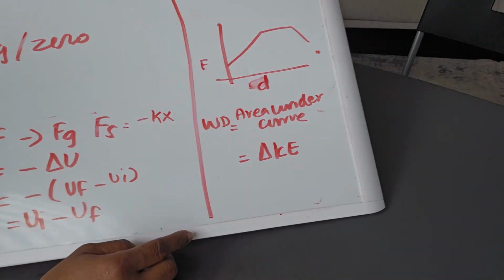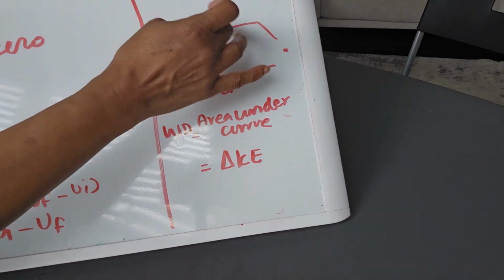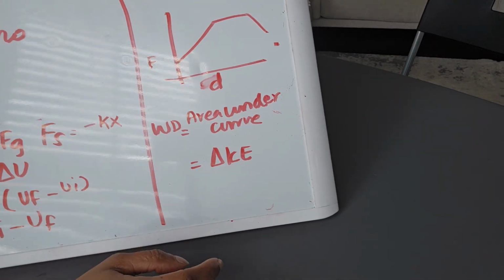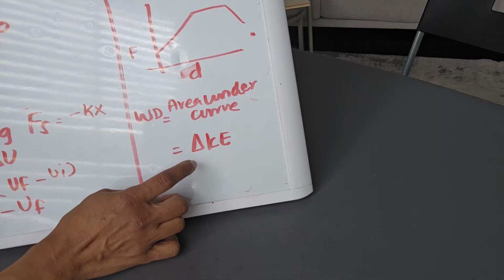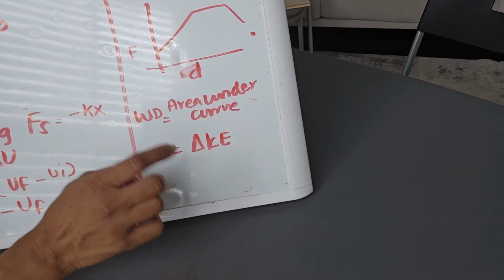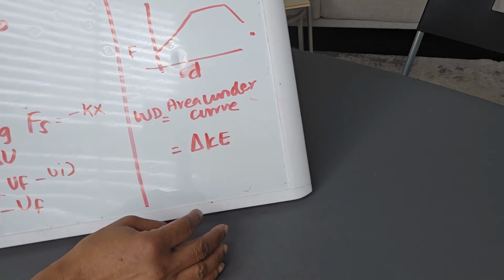Let's say you have scenarios with non-constant force, where the force is rising, staying, and then going down. If you are given an F versus d curve, the area under the curve is your work done, and it is also equal to the change in kinetic energy. Remember, if the area is under the axis, consider it negative, and you will do the net work.